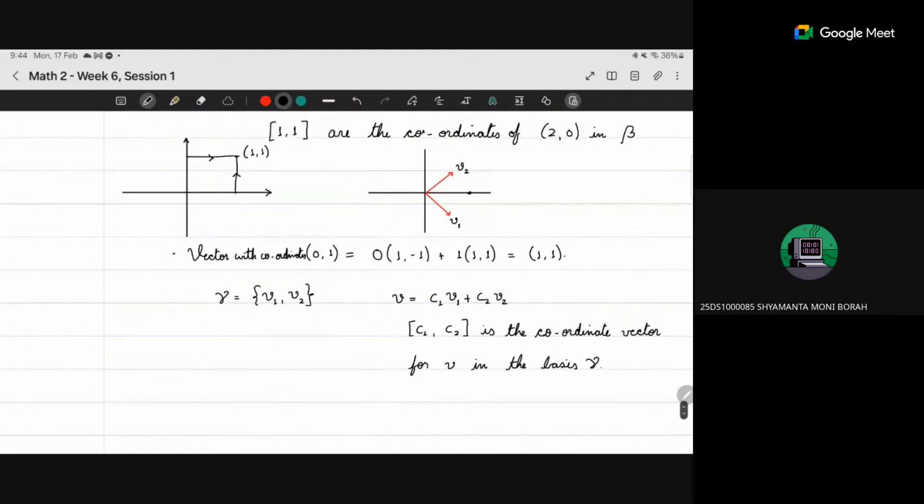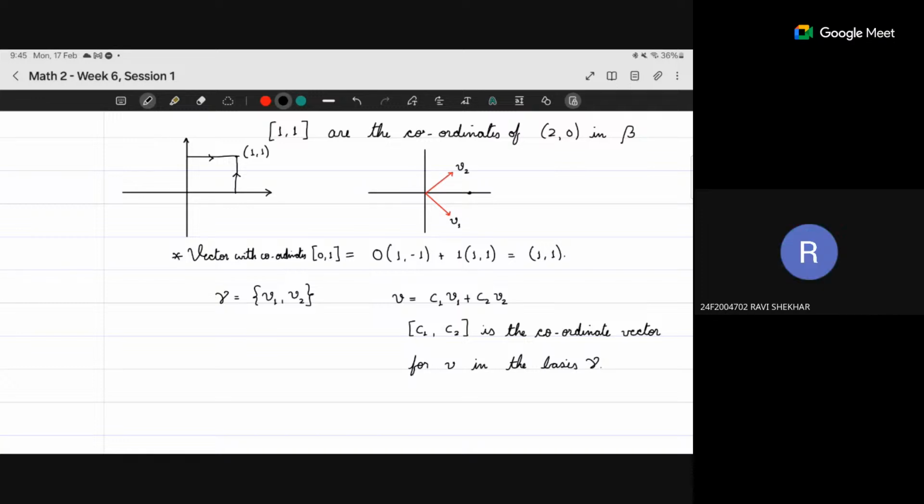Now, the second question that I was asking is: what is the vector with coordinates [0, 1] in the new system? Give me the vector in the old system, such that its coordinates are [0, 1]. That is just 0 times the first vector plus 1 times the second vector, which happens to be (1, 1) in the old system, in the standard system.